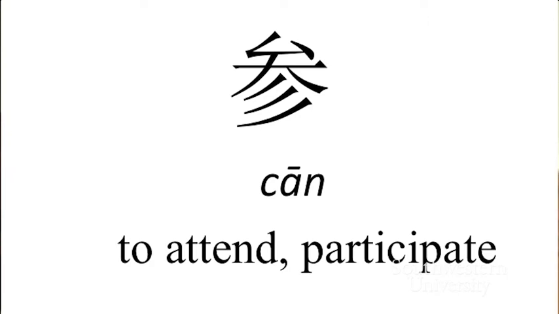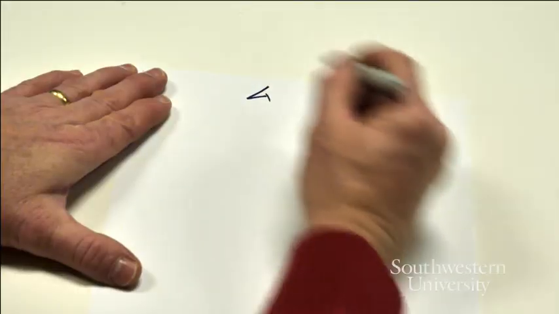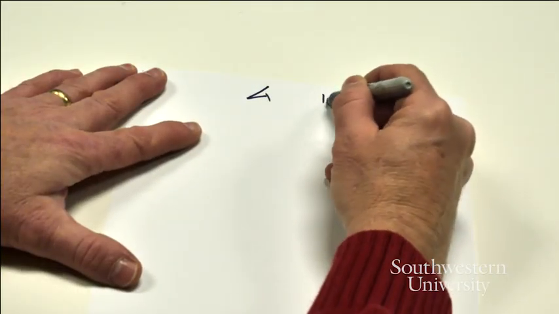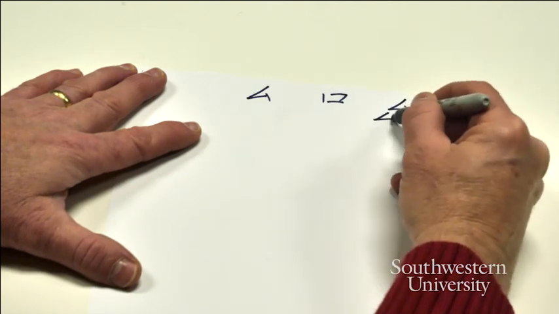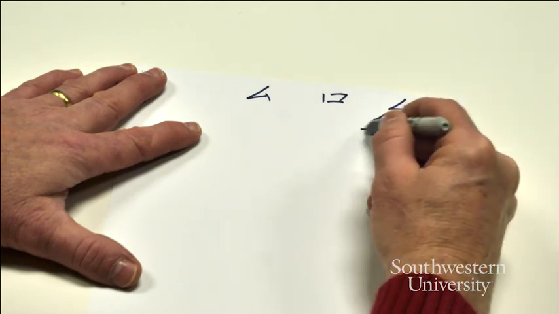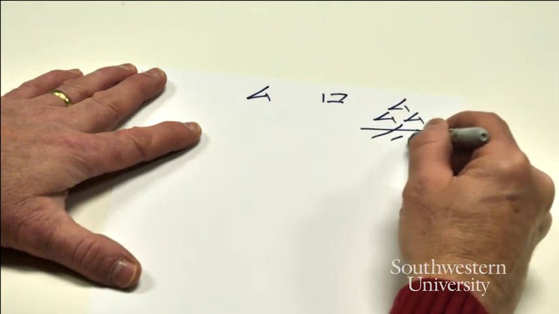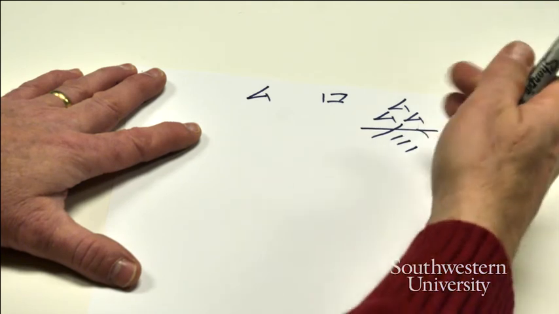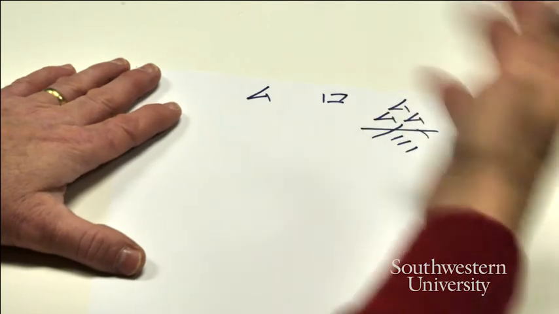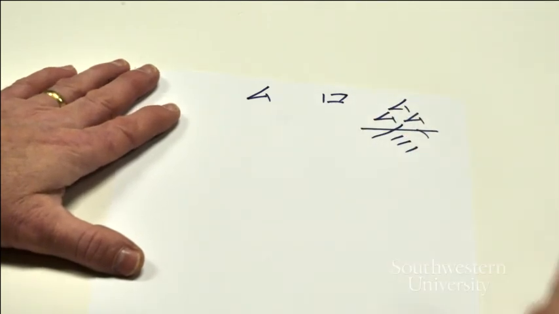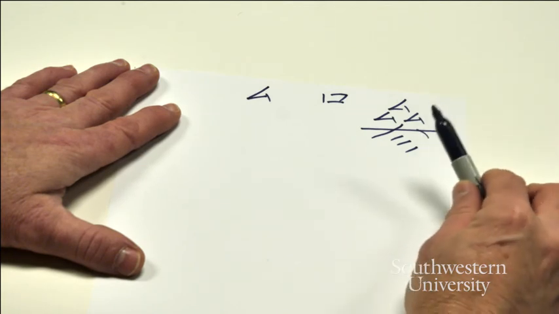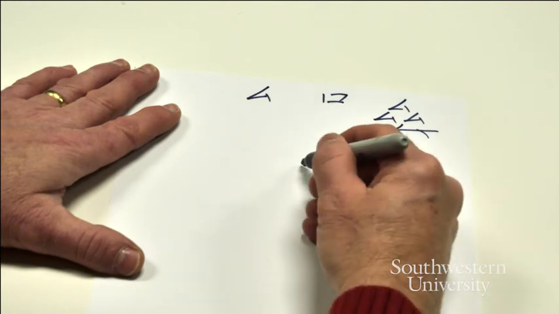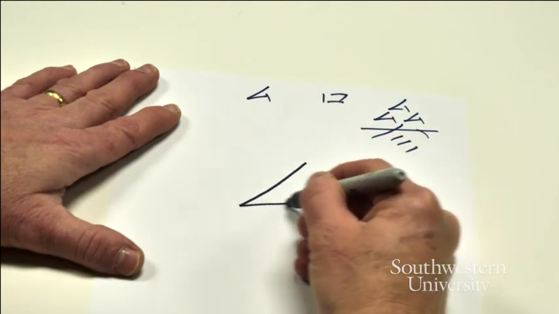Can. The top part looks like this. Originally, it was probably a ko, or an indicator of some kind of object. The traditional form looks like this, so it is a collection of objects together. And that's what it depicts, just a bunch of things together. It is used as a phonetic in a whole bunch of things, and in this case, just to participate. So, we start off with this.